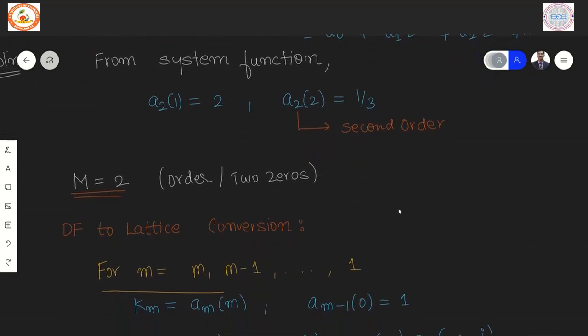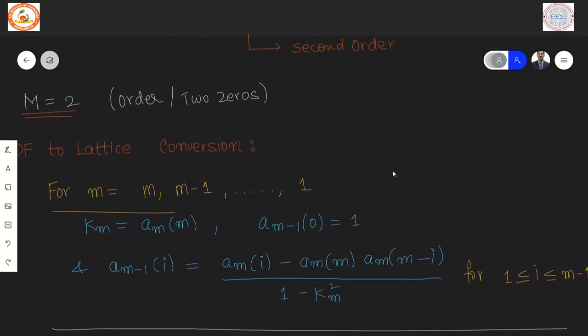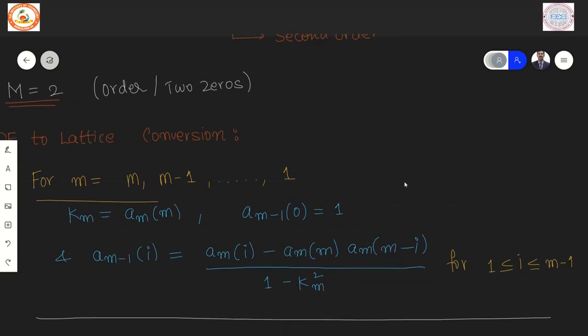Let us understand the process of direct form to lattice conversion. The direct form to lattice conversion involves a formula for small m starting from M minus 1 till the very last term, which is 1. So for order 2 we will have m equal to 2, 1. For these values of small m we have to evaluate the equations given below.